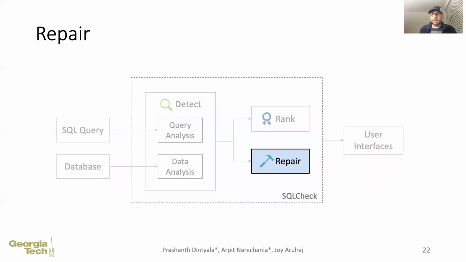Merely detecting high-impact anti-patterns will not be sufficient, as users of SQL Check might not be familiar with the anti-pattern and how it can be fixed. For this purpose, SQL Check provides a repair module, which provides application-specific suggestions for fixing the anti-patterns. The suggestions provided by SQL Check are a combination of textual explanations and rewritten SQL statements for fixing the anti-pattern.